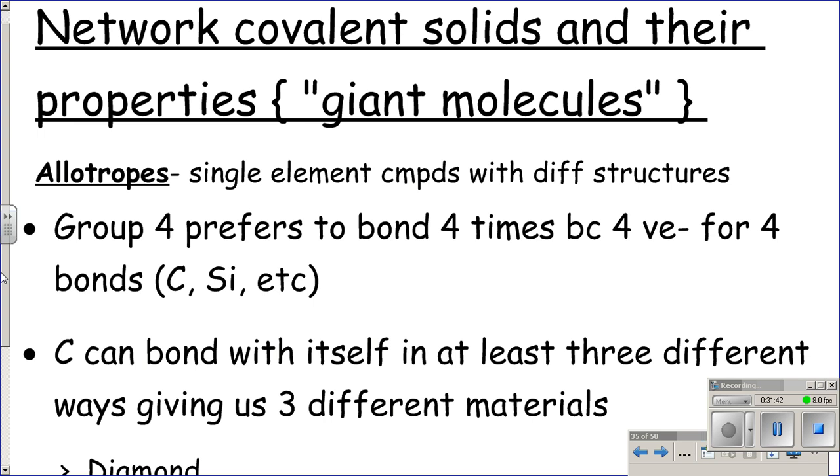Okay, so network covalent solids. They're all covalently bound, so they're sharing the electrons, but they're a large network, like maybe hundreds to millions of bonds between these things. So hundreds to millions of atoms are embedded here. Eventually we're going to say these have really high melting points and boiling points.